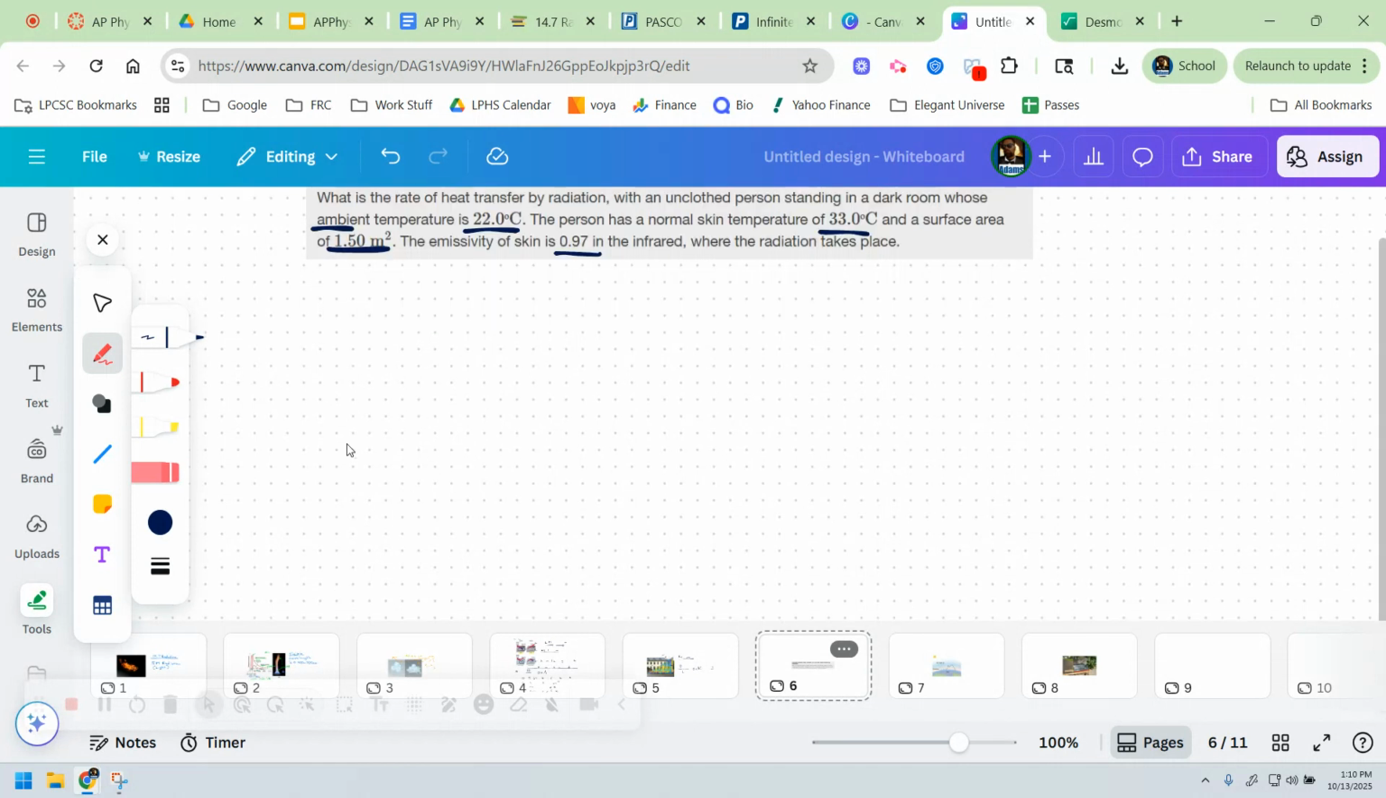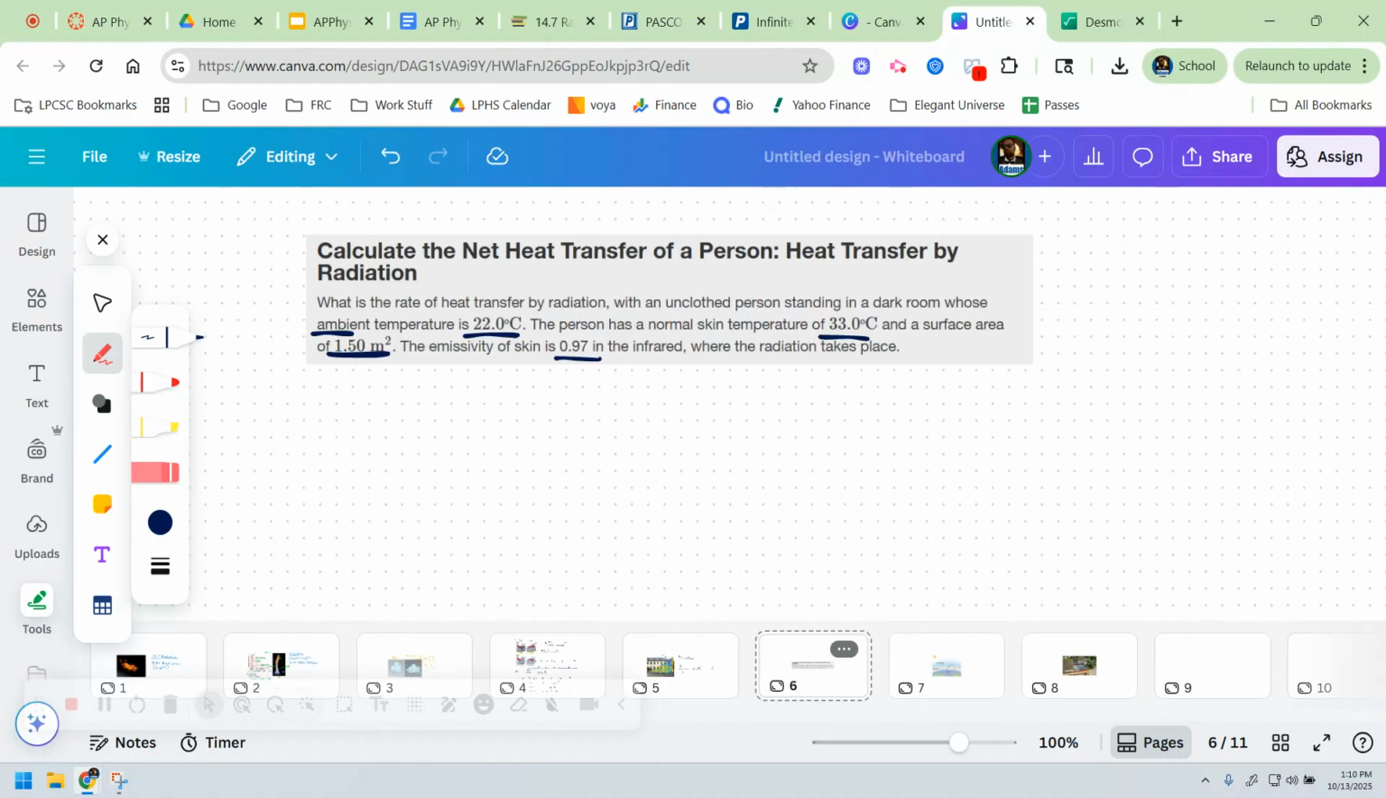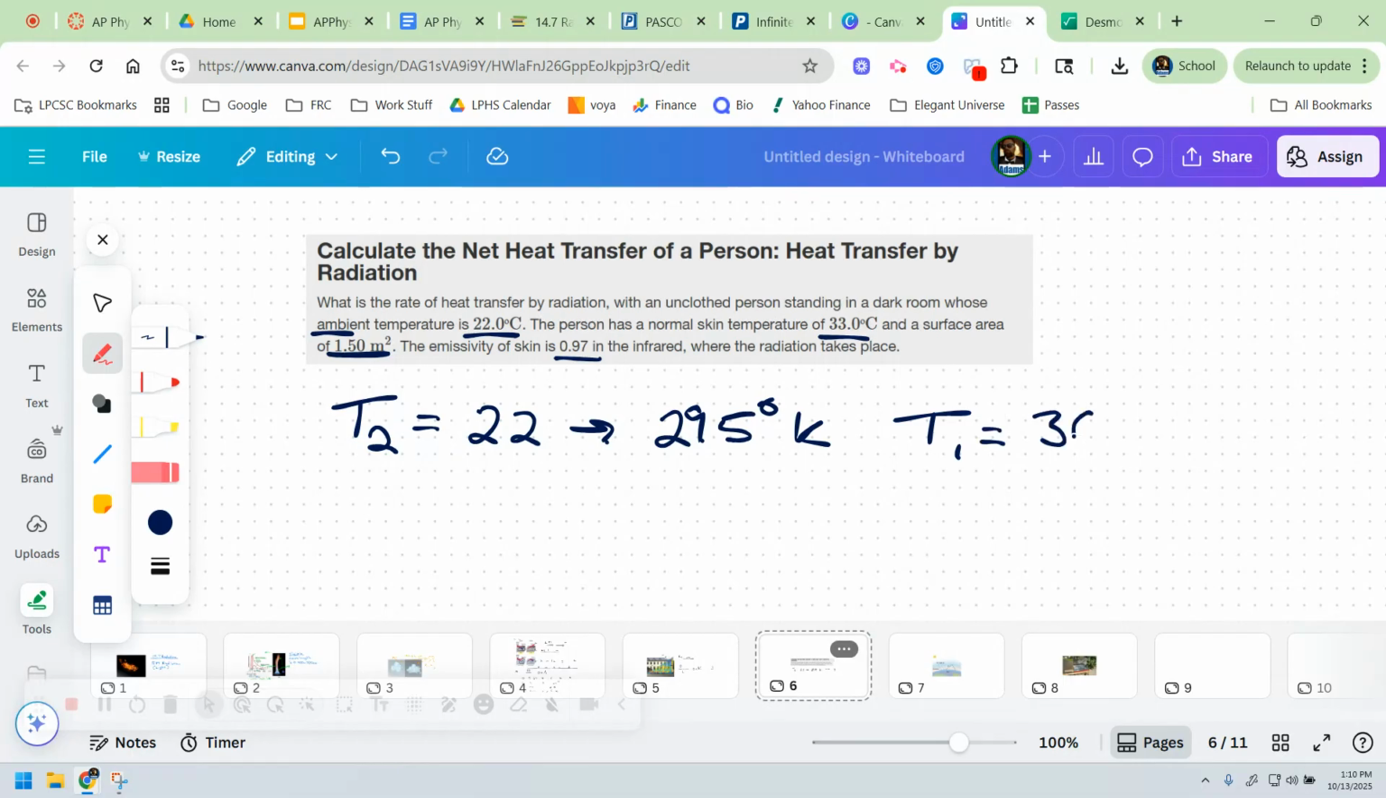All right, so how do we do this? Well, we're very fortunate that they gave us a lot of the temperatures, but we've got to convert the temperatures. Remember that T2 is basically the outside temperature, which is 22. If we convert that to Kelvin, it's going to be 295. Remember, it has to be in Kelvin. And then T1 is the skin, which is 306 Kelvin if we add 273 plus the 33.